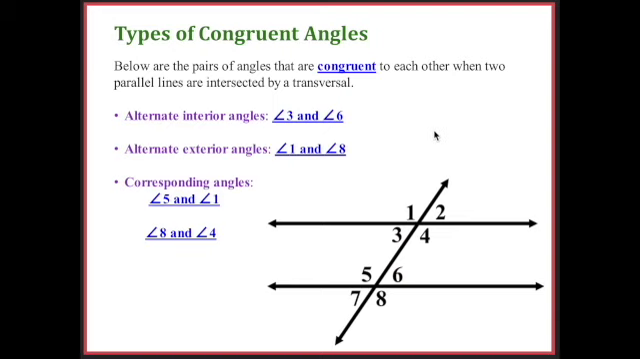Alternate exterior angles are also congruent. Here's an example of alternate exterior angles, 1 and 8. Alternate exterior angles are also congruent. Name another pair of alternate exterior angles.